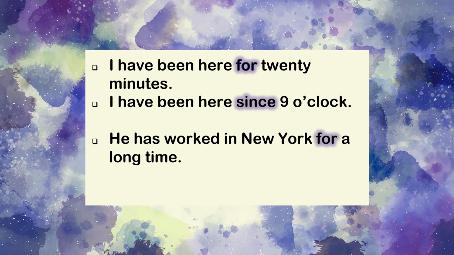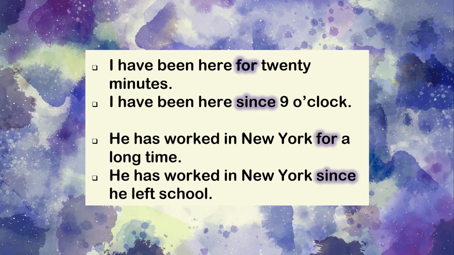Then we have another example. He has worked in New York for a long time, right? So in this case, you're using the word for. He has worked in New York since he left school, right? So there's a long period of time, right? There's since he left school. Also here you have the subject, the auxiliary verb has, because you're talking about he. Also the past participle and the complement.